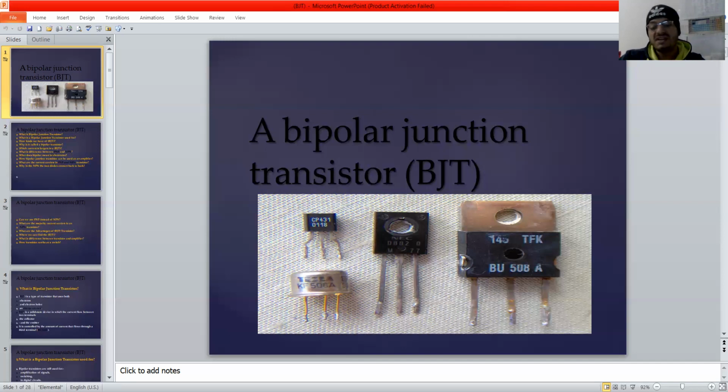What are the current carriers in a PNP transistor? The current carriers are holes. What are the current carriers in NPN? They are electrons.